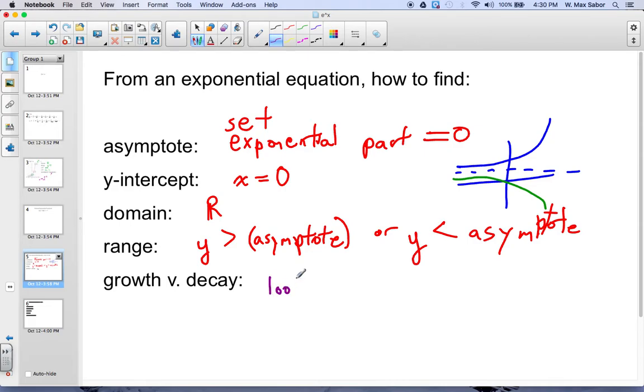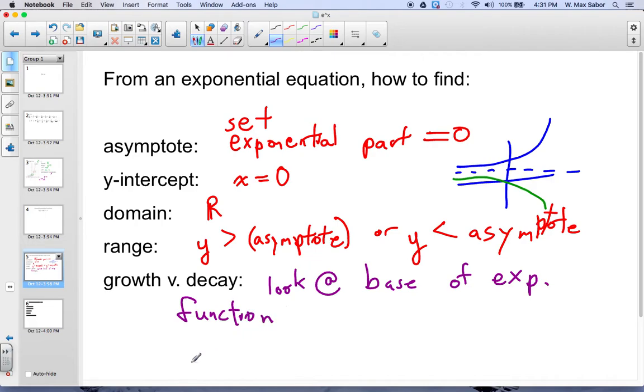And for growth versus decay, you want to look at the base of the exponential function. So if we have something like 2 to the x, that's going to be growth. Whereas if we have something like 1/2 to the x, because this is smaller than 1, it's going to become smaller and smaller every time we raise it to a larger and larger power. So this would be decay.